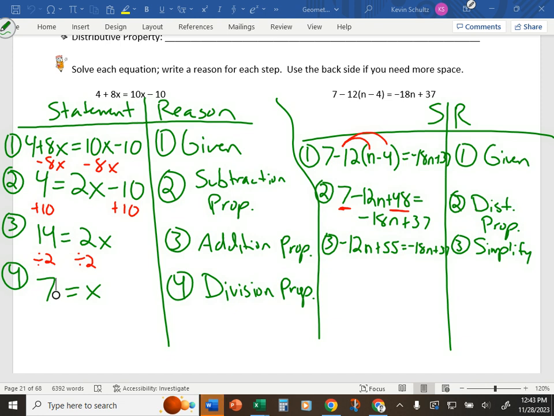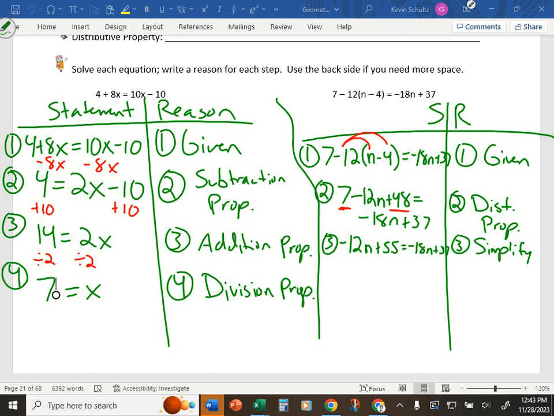Can I put simplified? Okay, so you can either do simplify or just addition and subtraction? You can't do addition property or subtraction property because that specifically says you're doing something with both sides. If we're combining like terms on the same side of the equation, that's simplifying. Okay. Simplifying refers to the same thing.